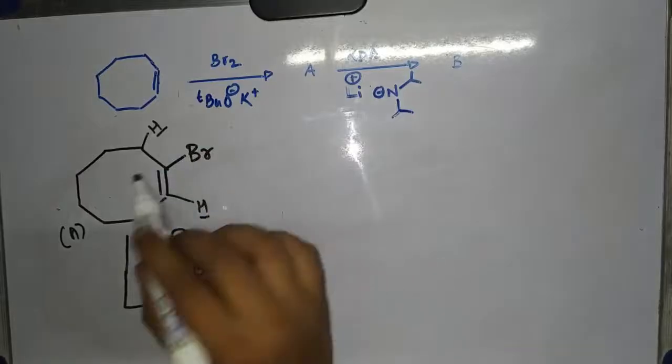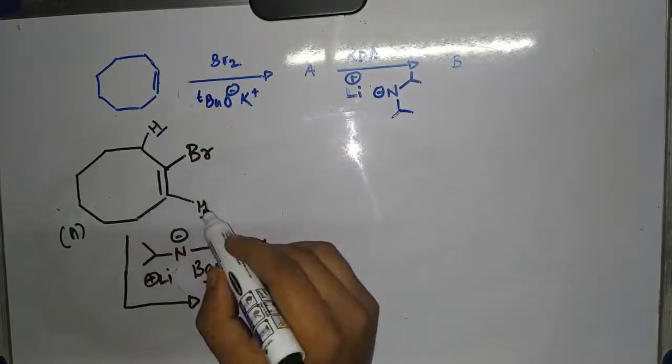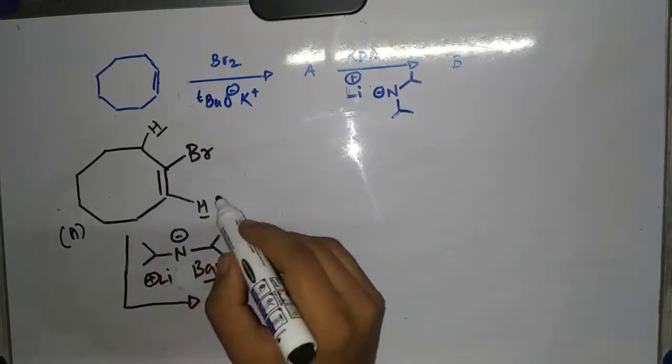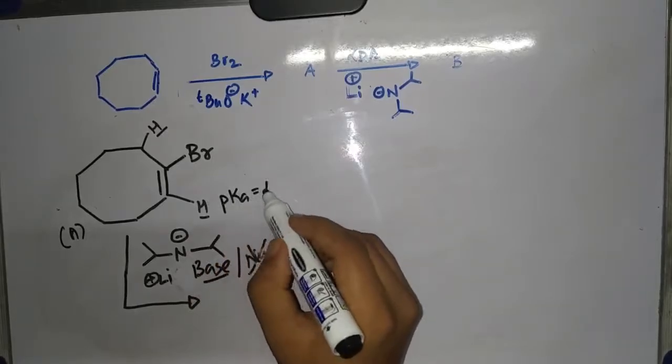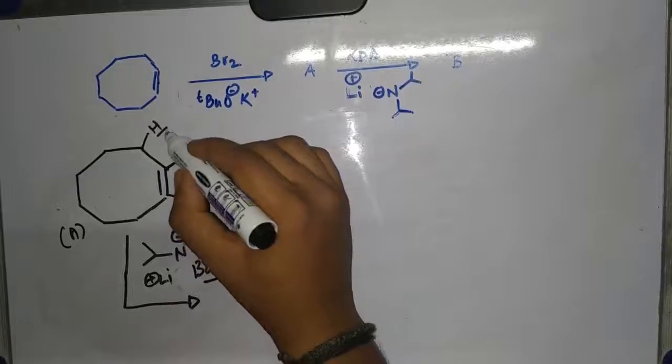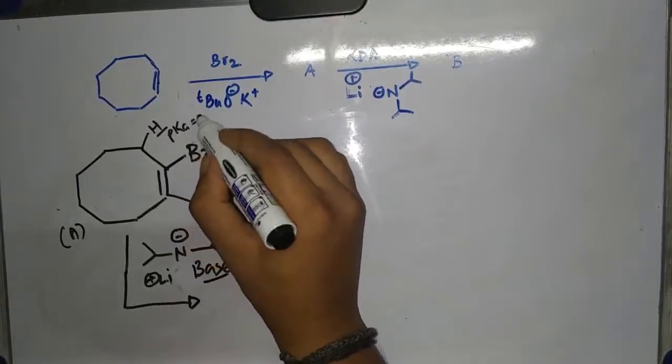So which proton will it abstract? If it abstracts this proton, in this case the pKa value is around 40, and in this case the pKa value is around 50.